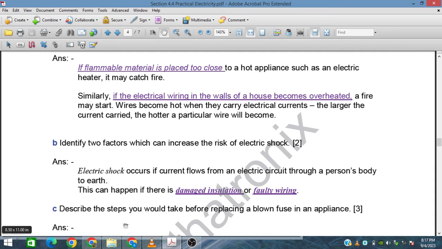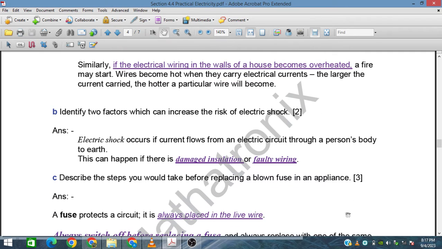Now part C. Describe the steps you would take before replacing a fuse blown in an appliance. In many appliances, due to overloading, switching or fluctuations, the fuse may blow. Also, due to aging, the fuse may blow.